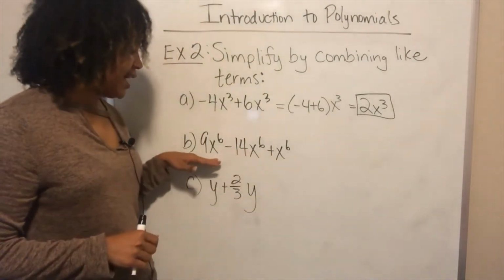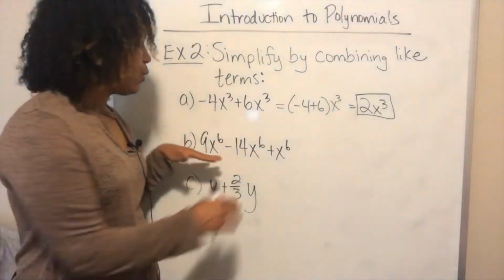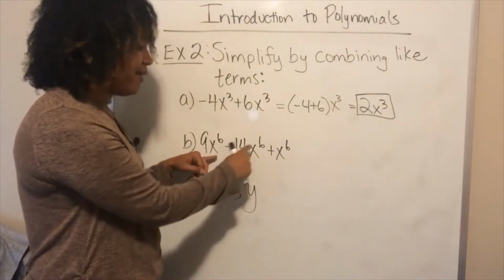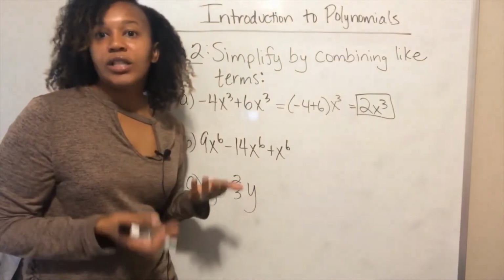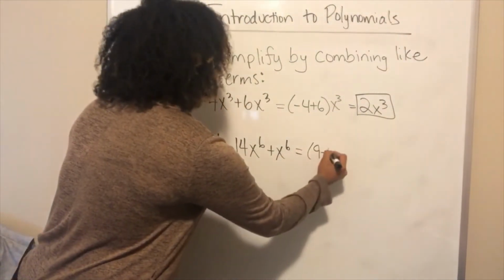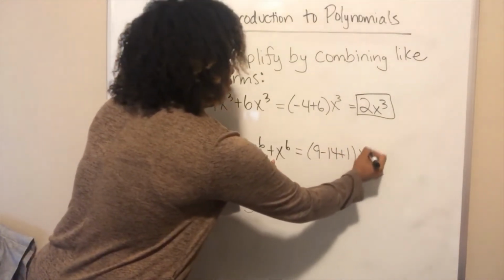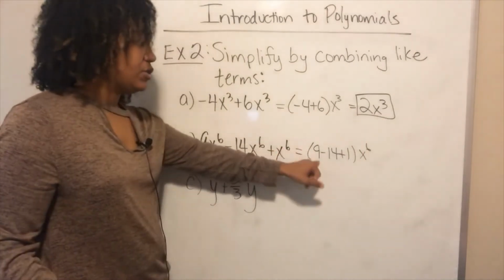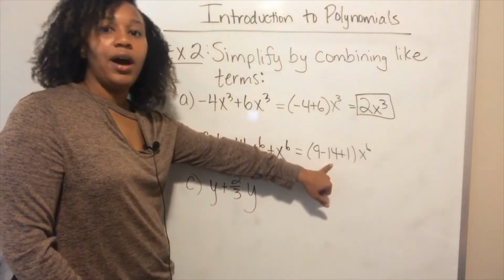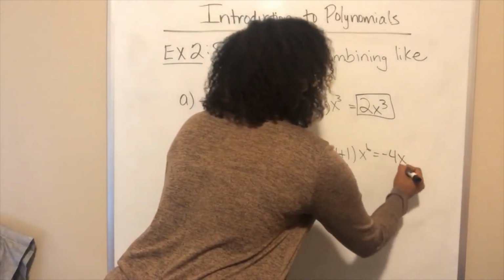Part B, we have 9x to the 6 minus 14x to the 6 plus x to the 6. We have three different terms, but they all have an x to the 6, so they're all considered like terms. We would combine those by doing 9 minus 14, and this is considered a 1, so plus 1, and that's x to the 6. So 9 minus 14 is -5. -5 plus 1 is -4.